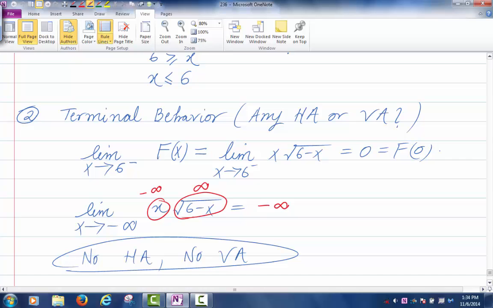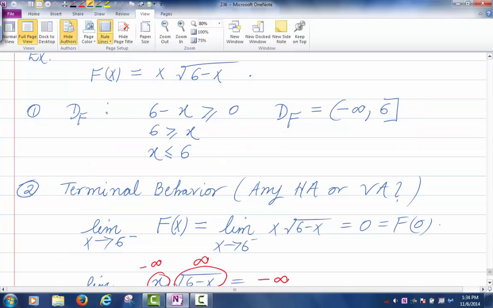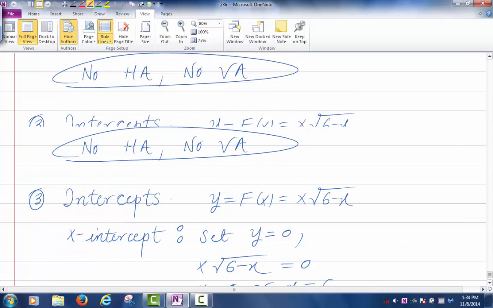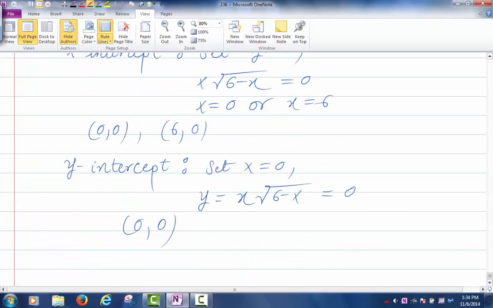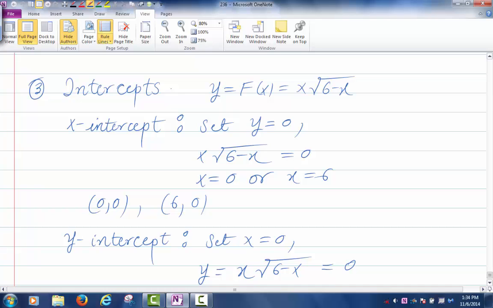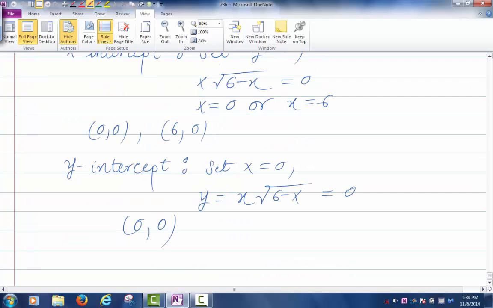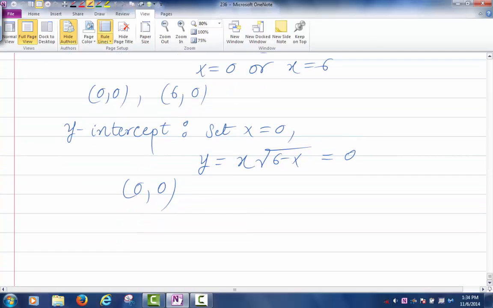But we know exactly how the function behaves near the right-hand point of the domain at 6, and how the function behaves at negative infinity. And then we also found the intercepts, the x-intercepts and the y-intercepts. Actually, we found 2 points, 0, 0 and 6, 0. So at 0, 0, that's the only y-intercept, and we have 2 x-intercepts, one at 0, 0, the other one at 6, 0. So that's what we have found so far.